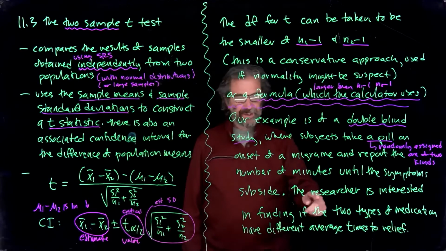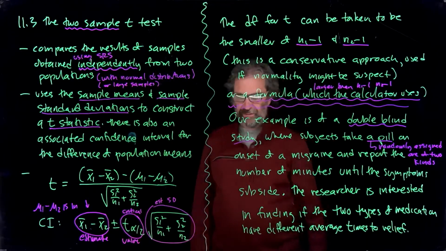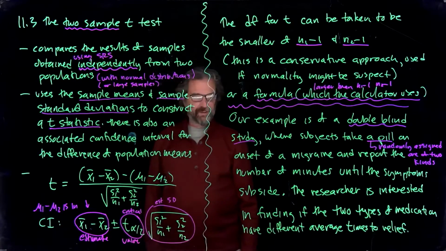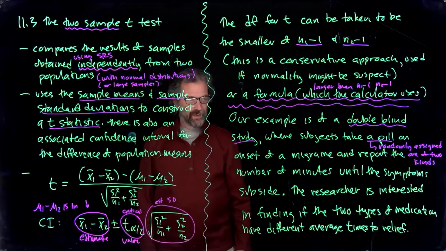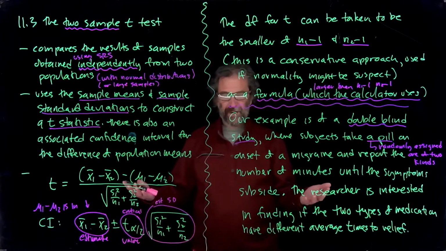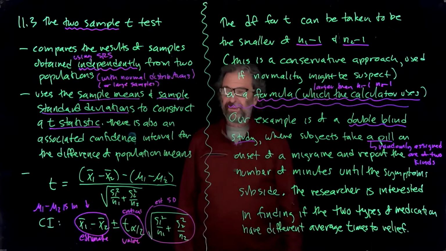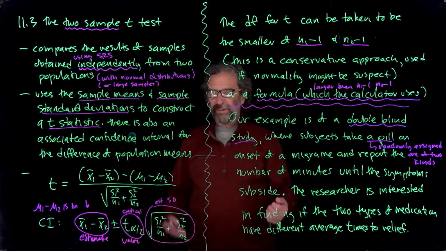The researcher is interested in finding if the two types of medication have different average times to relief. So maybe one is a lot cheaper than the other, and you want to know, are they about the same? So we could recommend this cheaper treatment. Or maybe we're thinking, we've never compared them side by side, and maybe we think from the experience with our patients that the second treatment seems to be a lot more effective. But I don't know. Maybe it was the first one.